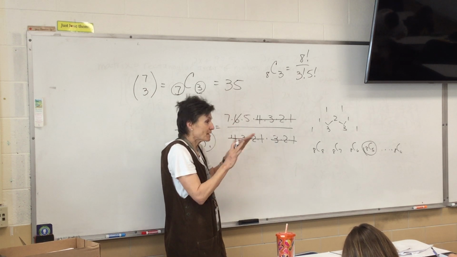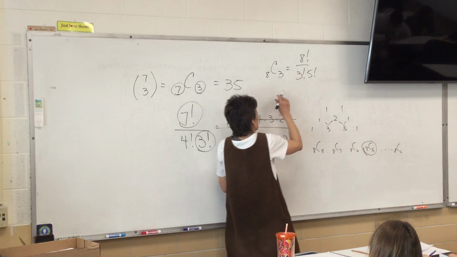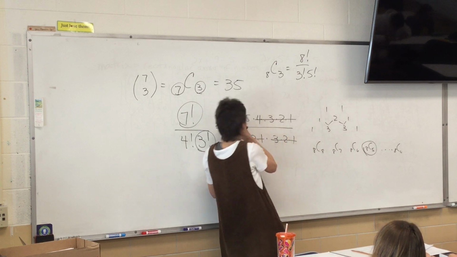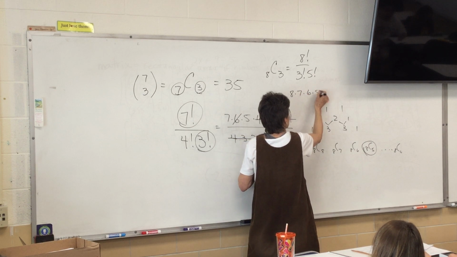Now, let me show you something else that might be a little bit of a time saver. I'm not trying to confuse you. But I'm not going to write out 8 factorial. That's a big number. I just did 7 factorial. I'm not going to write it all out. But I'm going to say 8, 7, 6, 5.